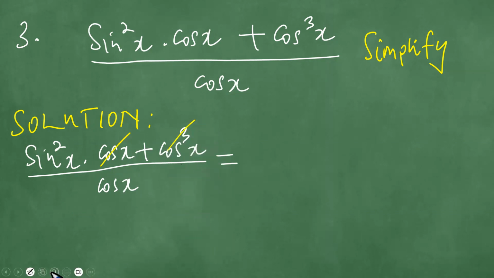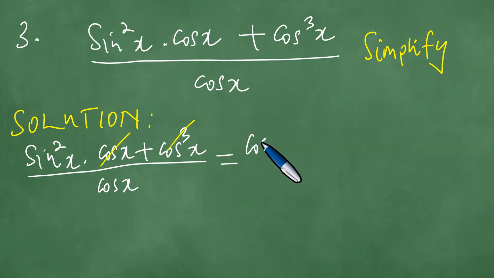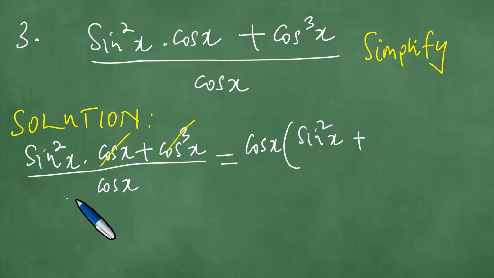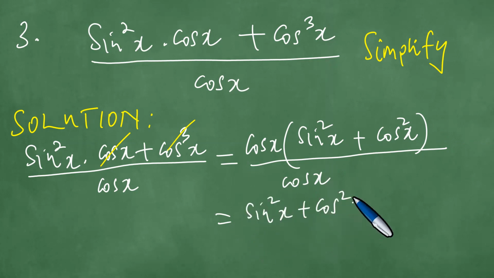So it means that we can factor out cosine x. Cosine x is a common factor. If you factor out cosine x, you are left with sine squared of x plus, since there's cosine cubed, if you factor out one factor of cosine, you're left with cosine squared of x. You divide the whole thing by cosine x, and you have sine squared plus cosine squared.